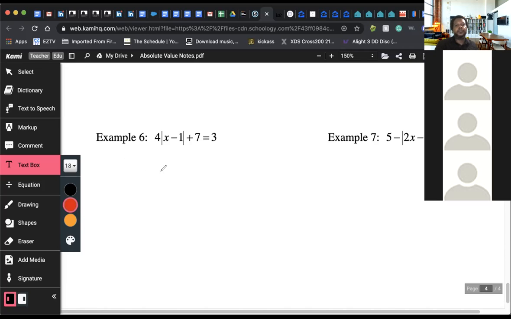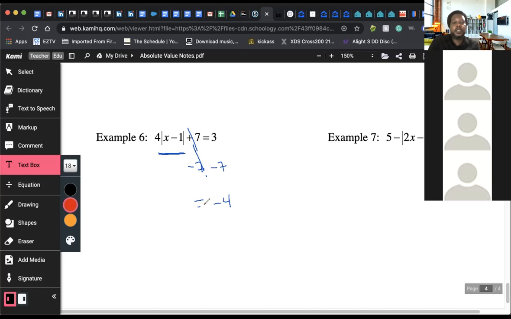So for example number 6, I want to again try to get the absolute value by itself. If I get that by itself with the equal sign in between it and a solution, then I can see what I need to do. So first thing is I'm going to subtract 7 from both sides of the equal sign. That's going to cancel it out here. And then I have 3 minus 7, which is going to give me -4.